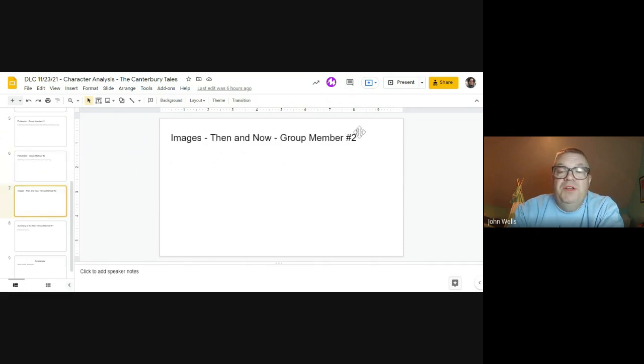Then group member number two is responsible for finding two images. How would this person have looked in the original time frame of the Canterbury Tales? And then if we had to reimagine that person for today, what would they look like? So, for instance, if you think of the knight, right? You have this image of what the knight might look like in medieval times. But if you think about today, there's no knights. We don't have knights today, but what would a knight be? Are we talking a police officer? Are we talking some other kind of public servant or protector, military? What are we talking about? What would they look like? And how would you re-envision that?